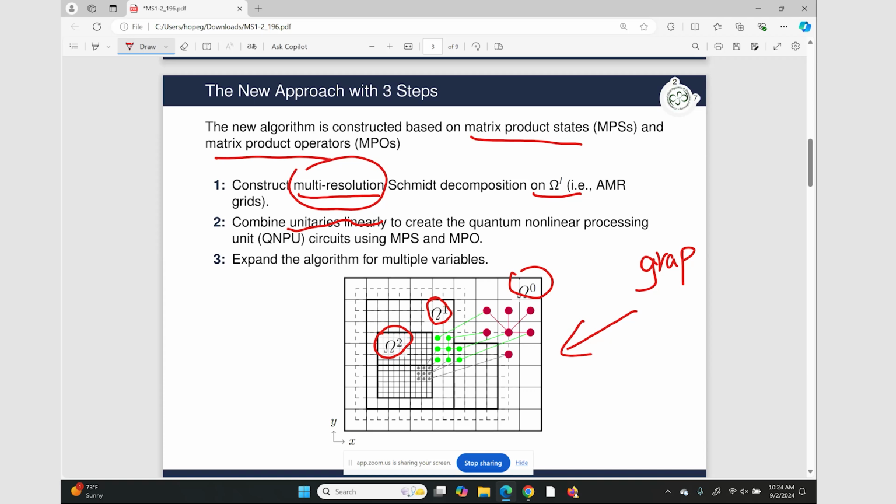This works for one solution variable, but our system typically involves multiple variables. Then we have to expand the algorithm for multiple solution variables.